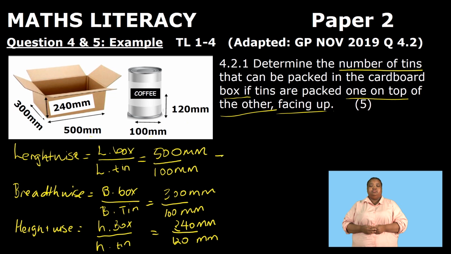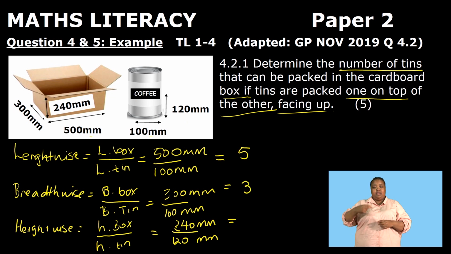So now we are going to work out our answers. If we look at our lengthwise, 500 divided by 100, it will give us 5. Then breadth-wise, we have 300 divided by 100. We are going to have 3. Height-wise, we have 240 divided by 120, which is going to be 2.